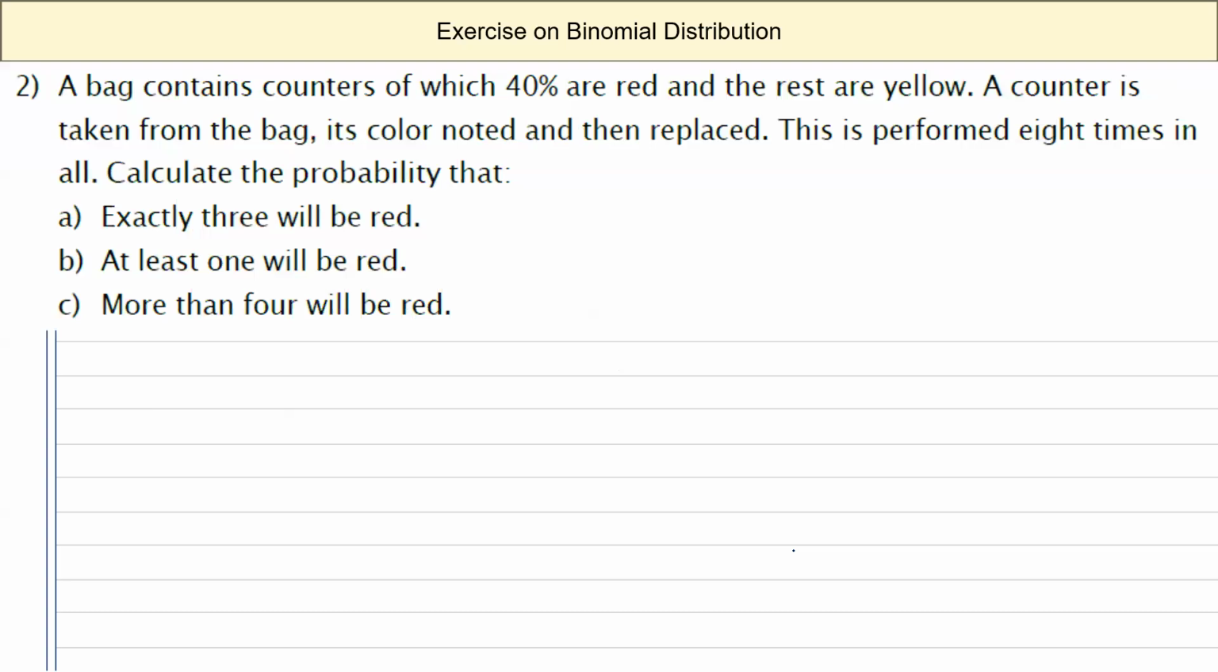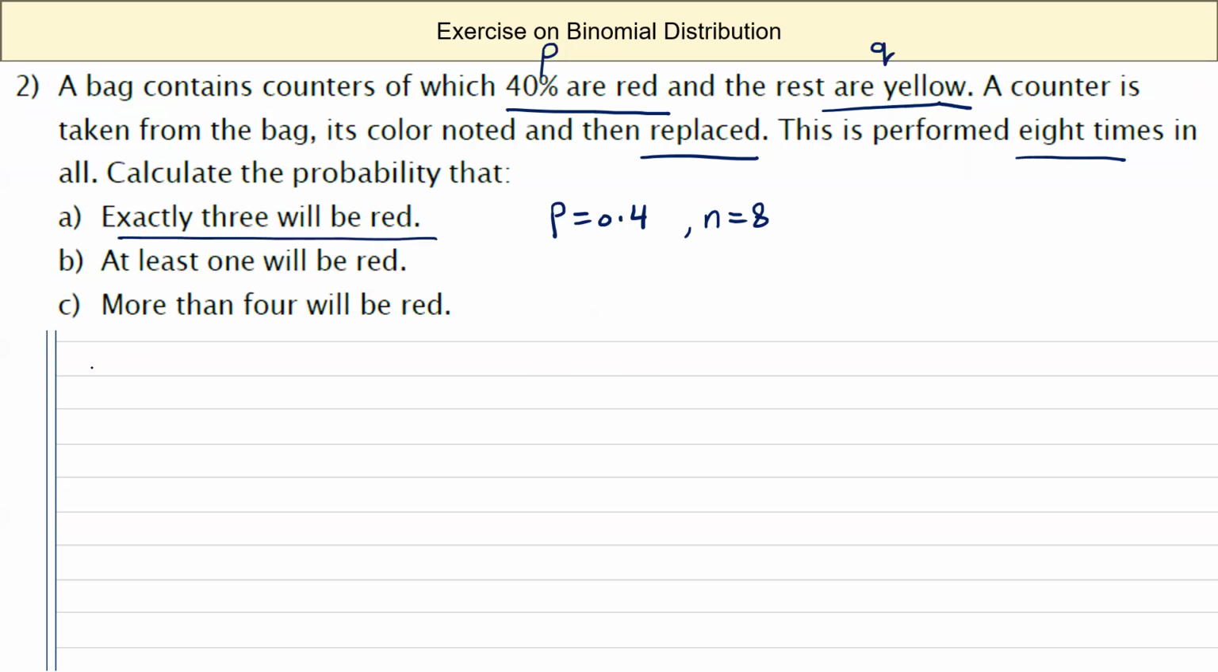Question number 2. A bag contains counters of which 40% are red. So the probability of red, considered a success, is P equals 0.4. And the rest are yellow. This is a failure, this is Q, and this is P. A counter is taken from the bag, its color noted and then replaced. This is performed 8 times, so N, the number of trials, is 8 in all. Calculate the probability that exactly 3 will be red.